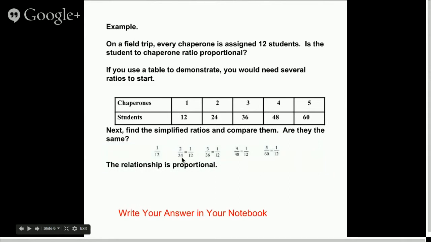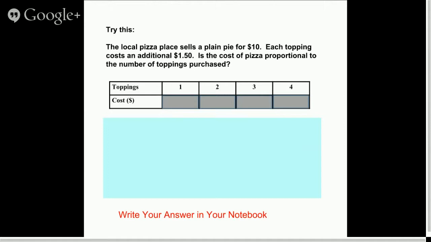2 to 24, when you turn that into, yeah, that's the same as 1/12, which is the first one. Second one, also 1/12, also 1/12, also 1/12. So when you simplify the fractions, you'll find that the relationship is proportional. All right, do the same for this one. Go ahead and pause it.